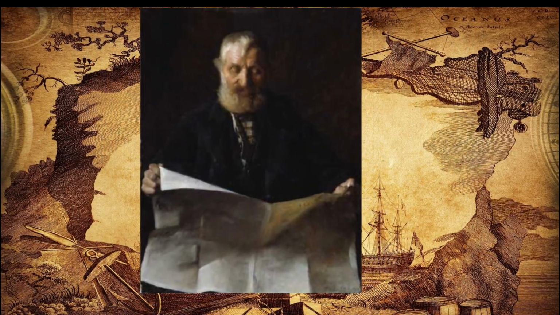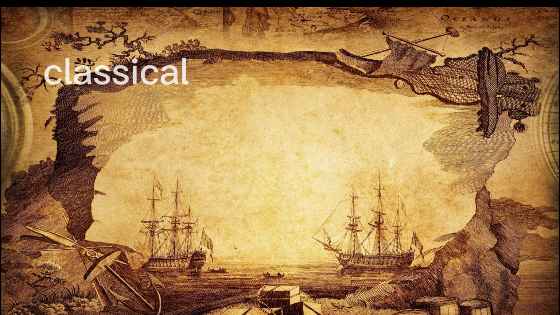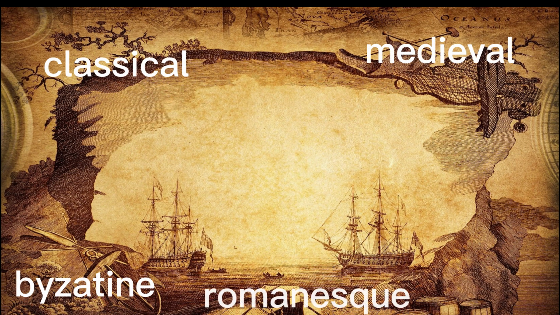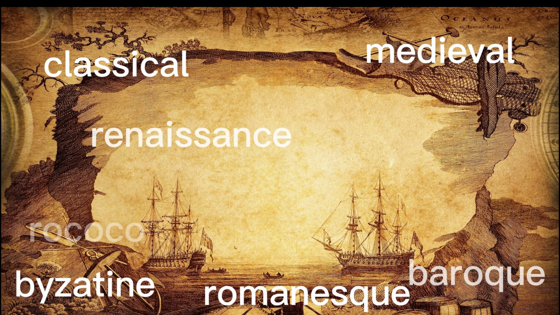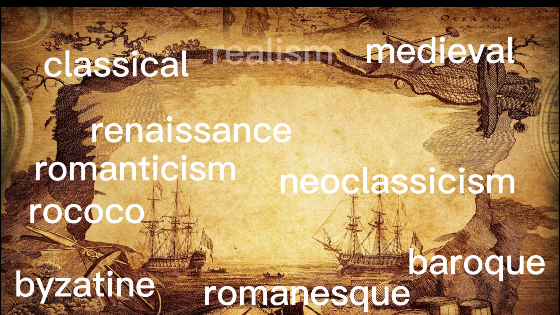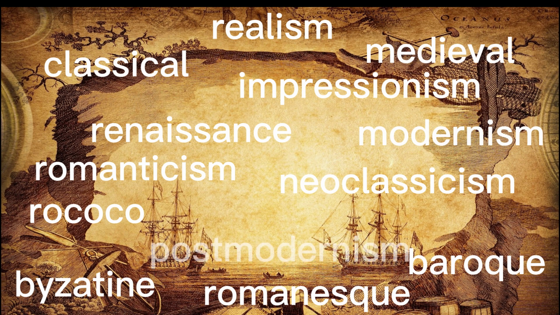Art historians describe the history of Western art in terms of successive periods and/or movements, including classical, medieval, Byzantine, Romanesque, Renaissance, Baroque, Rococo, Neoclassicism, Romanticism, Realism, Impressionism, Modernism, and Postmodernism.